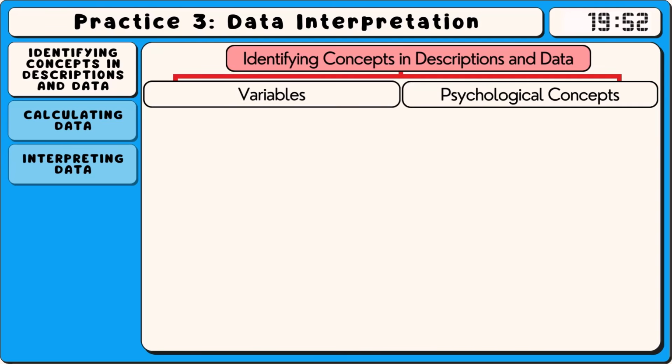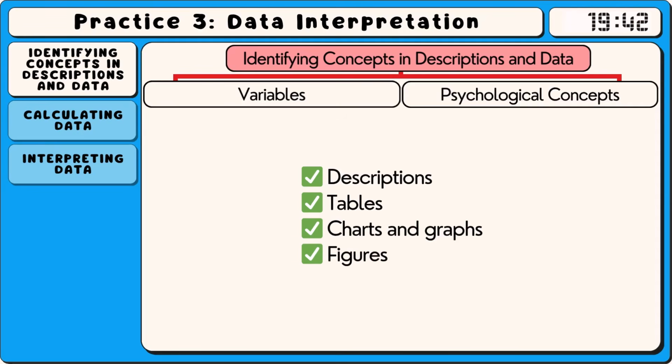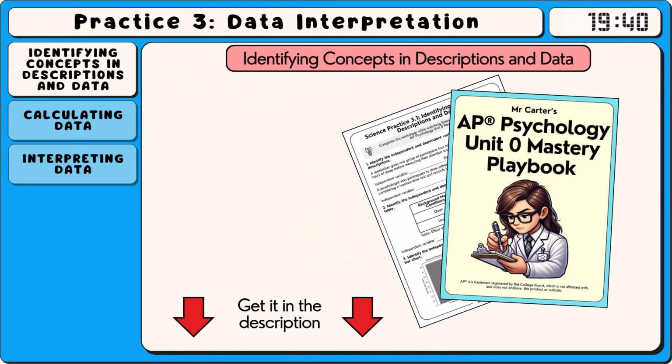Okay, that brings us to the end of the free YouTube version of this lesson. To summarize, you need to be able to identify variables and psychological concepts within descriptions, tables, charts, and graphs, and figures. Hopefully you will have completed the structured study guide section for this lesson by now. If you haven't got it yet, it's linked in the description.